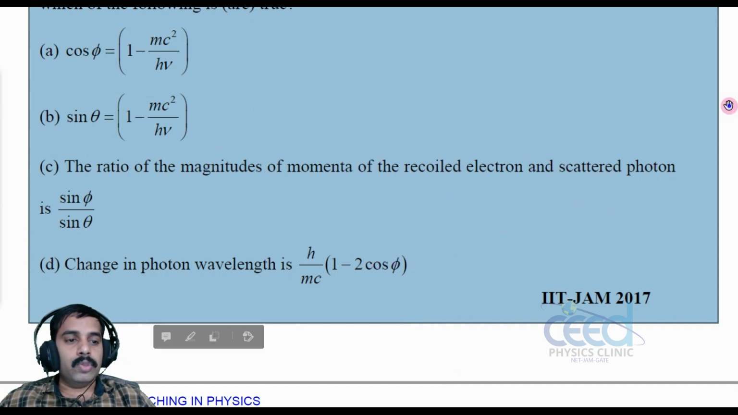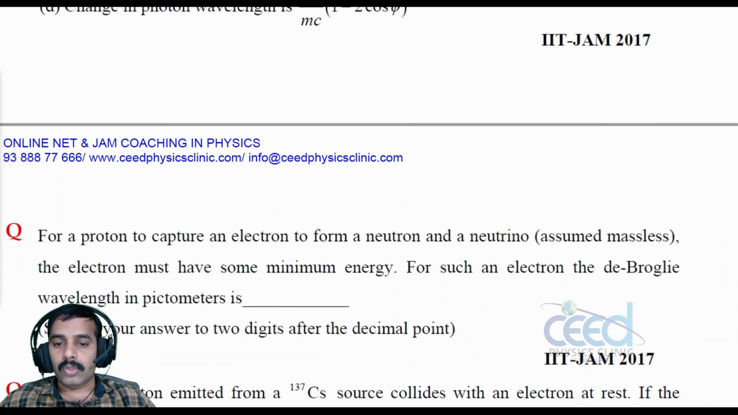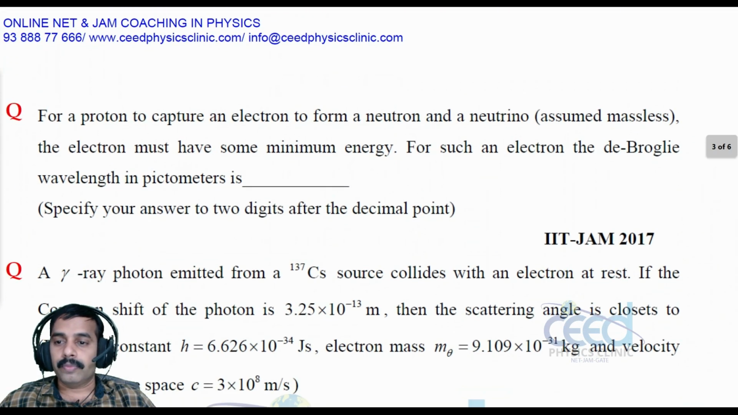Now let us come to another question. The question is: for a proton to capture an electron to form a neutron and a neutrino, assumed massless, the electron must have some energy. So an electron with some kinetic energy has to hit the proton to form a neutron. For such an electron, find the de Broglie wavelength in picometer.